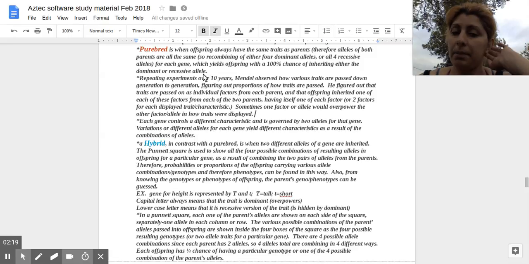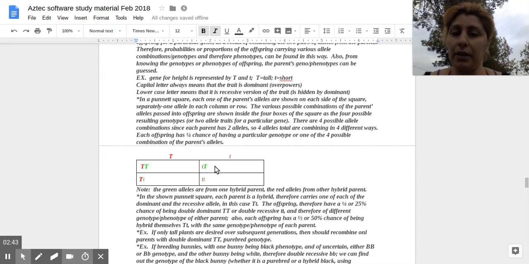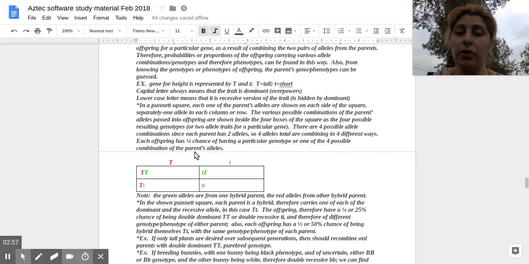We use a thing called the Punnett Square, which is a square that helps you look at the possible combinations of the resulting alleles in the offspring for a particular gene, as a result of combining the 2 pairs of alleles from the parents. Therefore, probabilities or proportions of the offspring carrying various allele combinations or genotypes, and therefore phenotypes, can be found this way. Also, from knowing the genotypes or phenotypes of offspring, the parents' genotypes or phenotypes can be guessed.